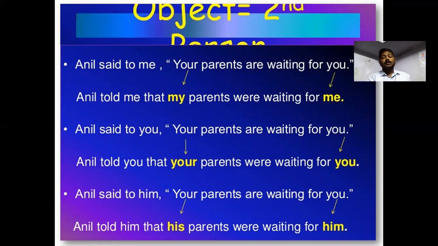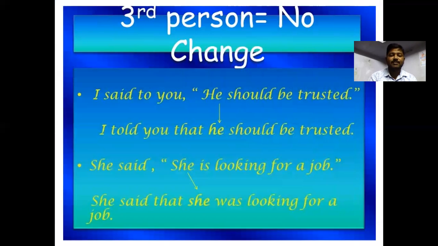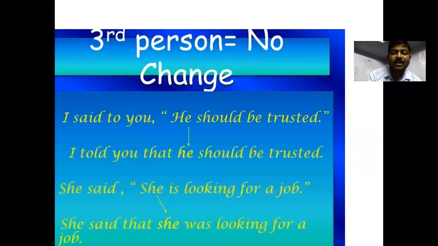And Anil said to him, "Your parents are waiting for you." Anil told him that his parents were waiting for him. It's third person. And look at the third person change. I said to you, "He should be trusted." I told you that he should be trusted. He becomes he again. There is no change in the third person. He said, "She is looking for a job." He said that she was looking for a job.